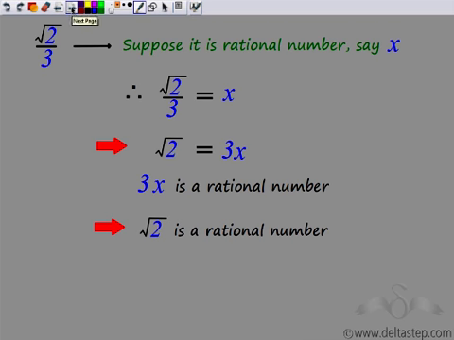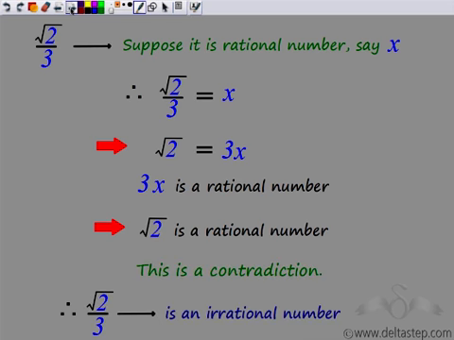Now again, we get a contradiction. This is a contradiction, hence whatever we had supposed was wrong. We had supposed that dividing a rational number by an irrational number gives me a rational number. But this is wrong. So dividing an irrational number by a rational number, we do not get a rational number. Instead, we get an irrational number. So this number is an irrational number. So we've seen division gives me an irrational number.